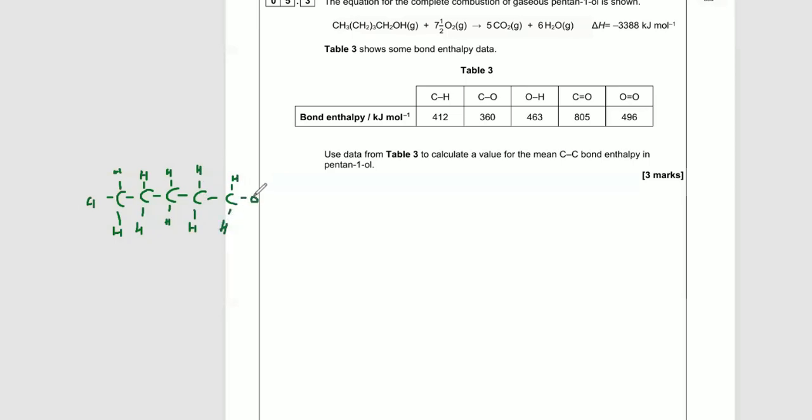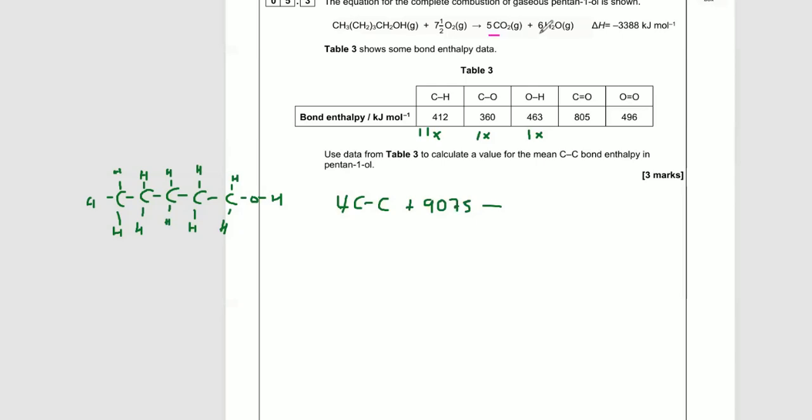So I'm drawing out the pentan-1-ol in order to count the number of bonds. It looks like I've got 4 C-C bonds that are unknown, and I have 11 C-H bonds. So I need to do 11 times 412. I need to do 1 times C-O and 1 times O-H. And then there's 7.5 oxygens, so I've also got to do 7.5 times 496. If you smash that all into the calculator, you're going to get 9075 kilojoules. So on the left-hand side, or the reactant side, we have 9075 kilojoules.